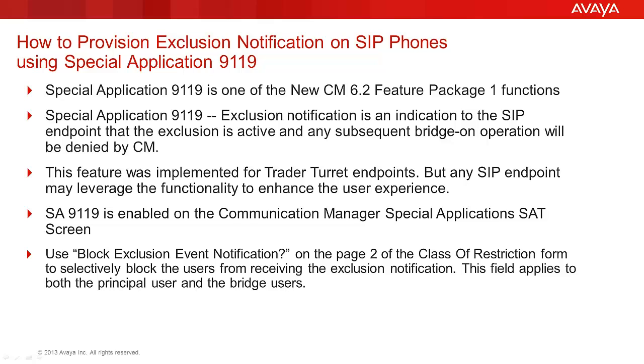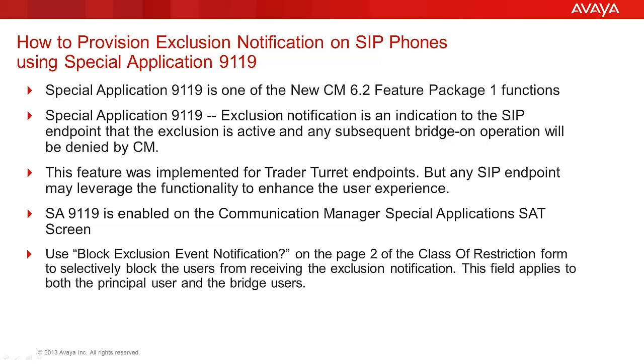SA9119 was developed primarily for the Trader Turret endpoint. If you're not acquainted with the Trader Turret, this is a large telephony device that can terminate 60, 90, or possibly 120 lines. This large number of lines is duplicated across many of these turret devices. SA9119 prevents and alerts the other turret devices that a line is in an exclusion mode.